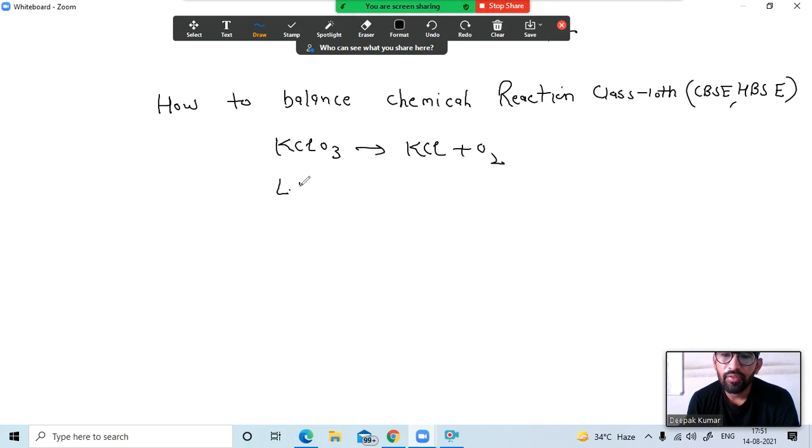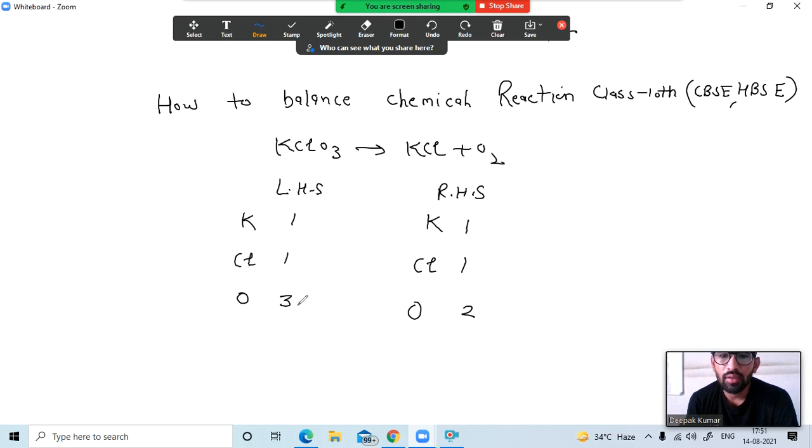Now your procedure is to write the left hand side and right hand side. Write the atoms: sodium, sorry, potassium, chlorine and oxygen. On the left hand side potassium is 1, and on the right hand side potassium is 1. Chlorine on the left hand side is 1 and on the right hand side is also 1. Oxygen on the left hand side is 3, and on the right hand side oxygen is 2. So first of all your chlorine is balanced and your potassium is balanced.